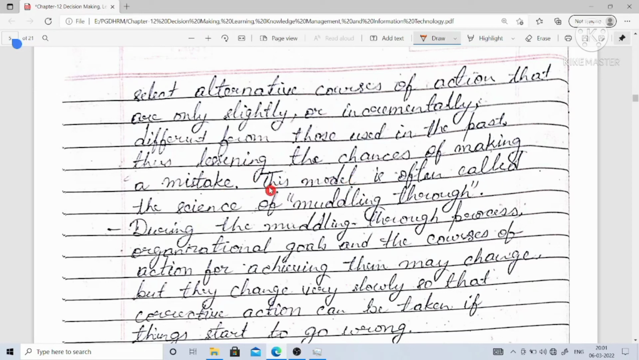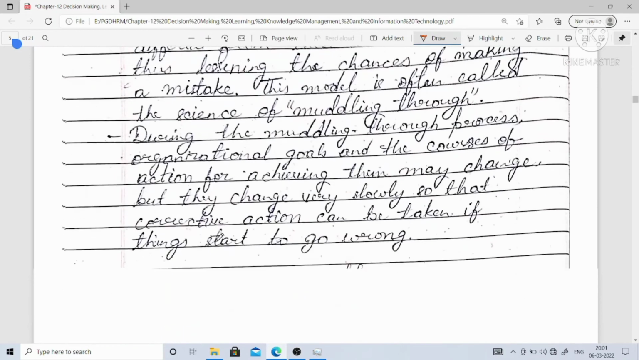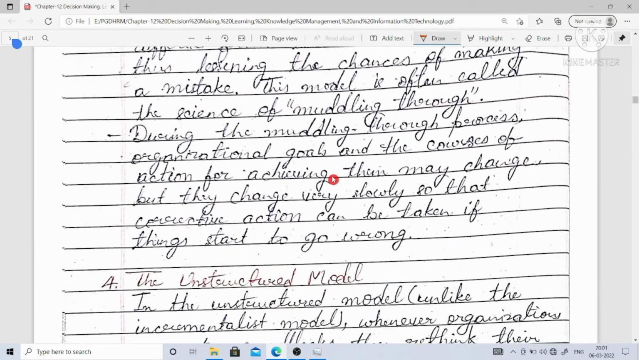This model is often called the science of muddling through. During the muddling through process, organizational goals and the courses of action for achieving them may change, but they change very slowly, so that corrective actions can be taken if things start to go wrong.